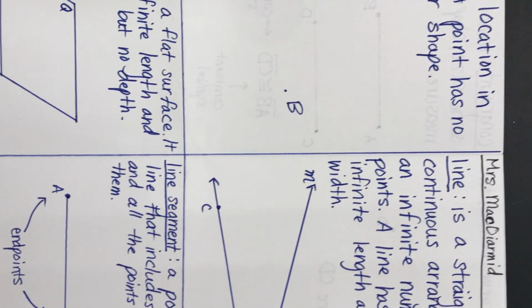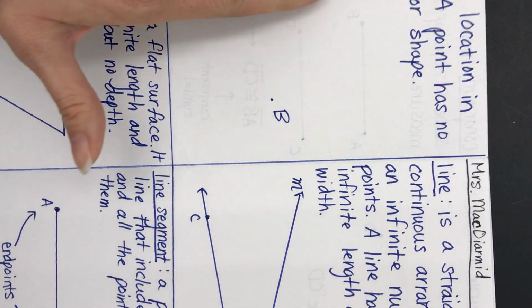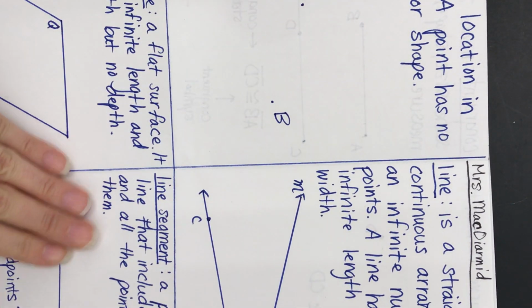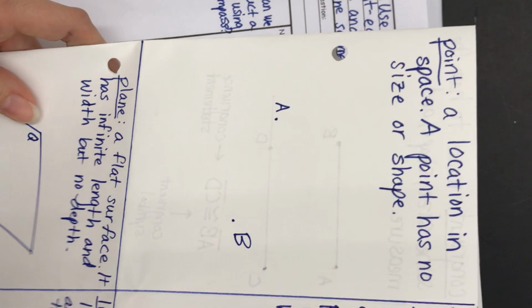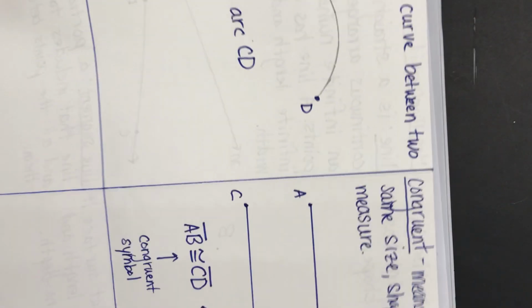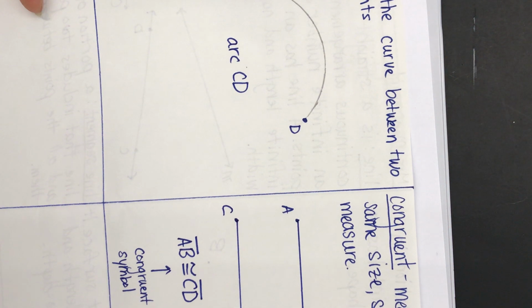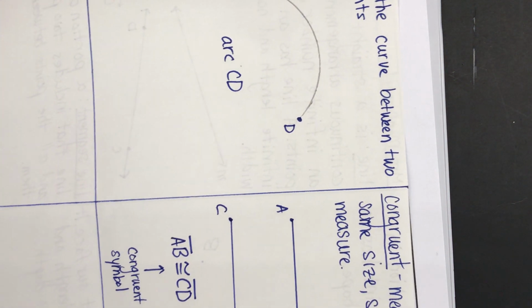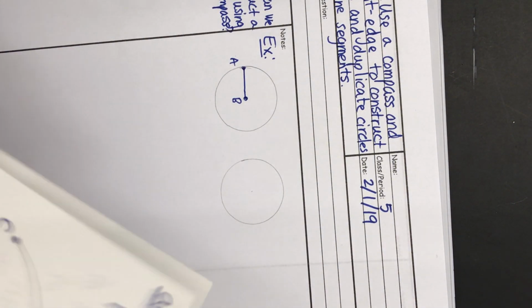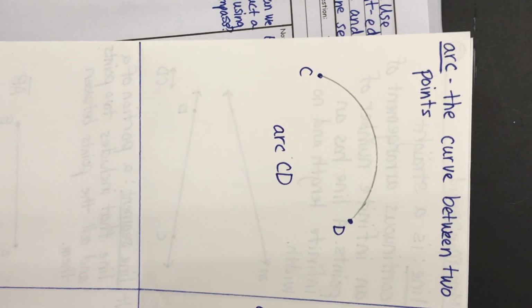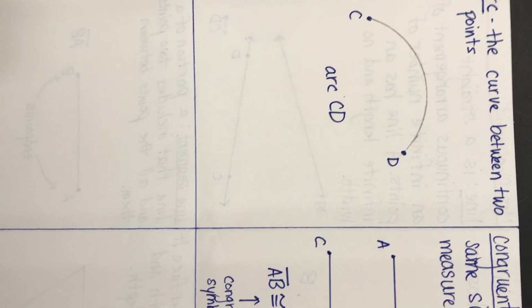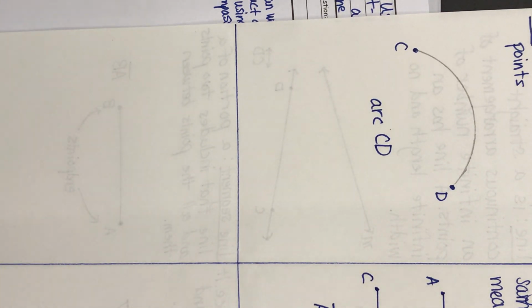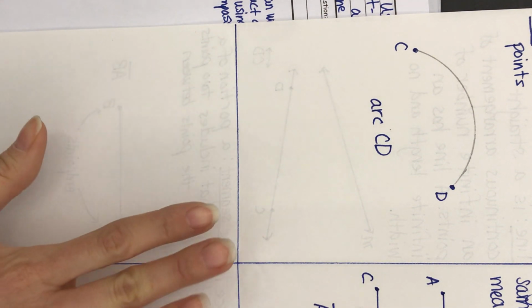I want you to pause this video for a moment and read through the vocabulary that we talked about last time. Okay, we ended with congruent. Okay, hopefully you had a chance to look through all that vocabulary. We're going to be adding some things to this today. Go ahead and put it aside for right now.